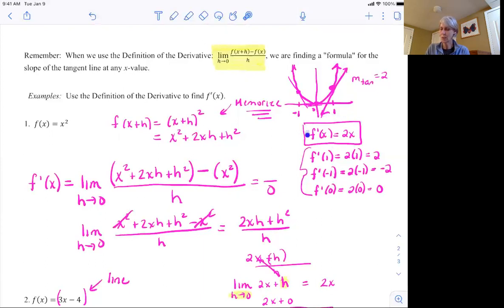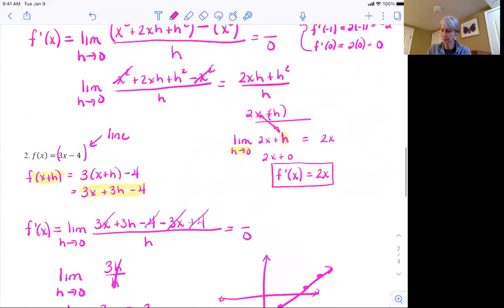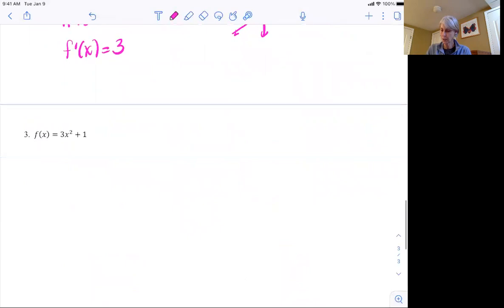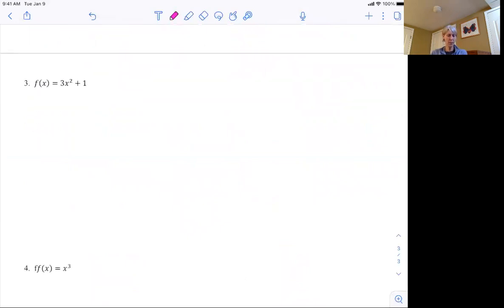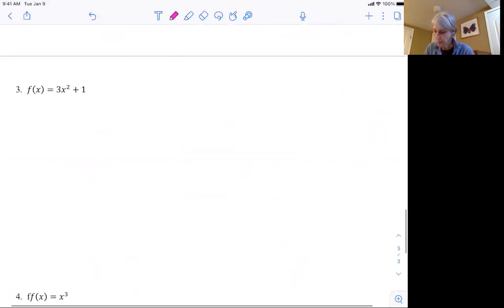That's why we use that rule, that formula. Okay, let's go back to another parabola. f of x equals 3x squared plus 1. When we're using the definition of the derivative, we're always going to be starting by having to set up that x plus h portion, so we might as well get it in the very beginning.